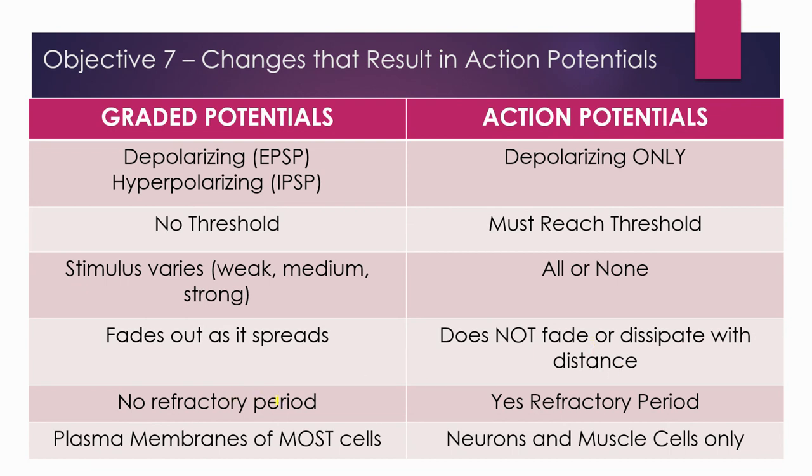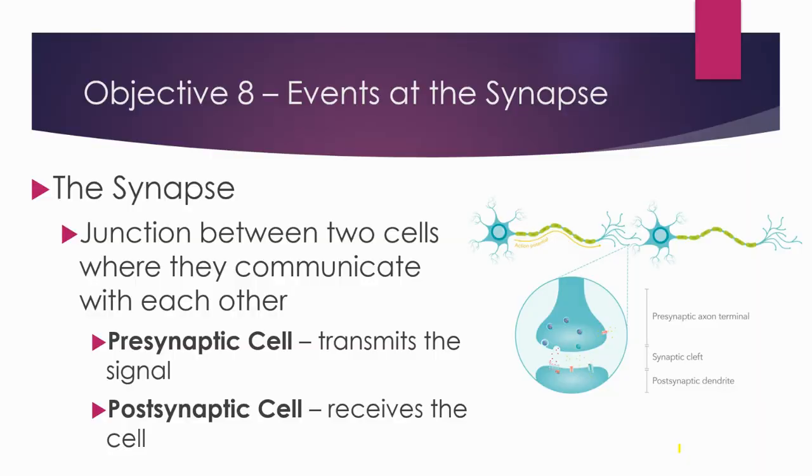You don't really have a refractory period with graded potentials, but you do have one with action potentials. Okay, so all cells can experience these graded potentials, but only neurons and muscle cells can experience the action potentials.